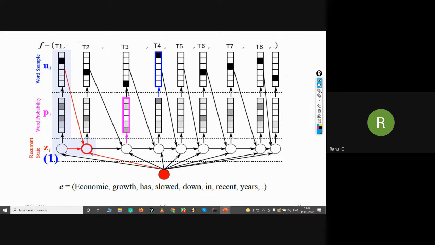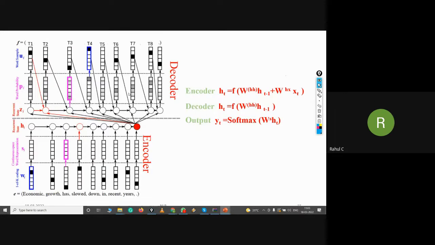So at each and every timestamp, the decoder is able to identify the correct translated output. This is exactly what is done in the encoder-decoder model. You can see this is the encoder, and this is the encoded information here, and from the context vector, the decoder is able to decode the information.